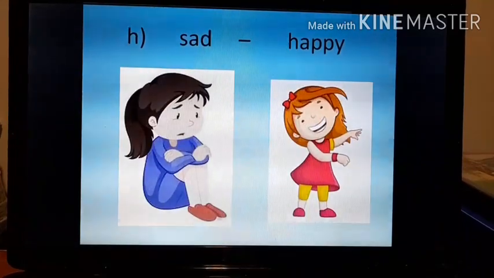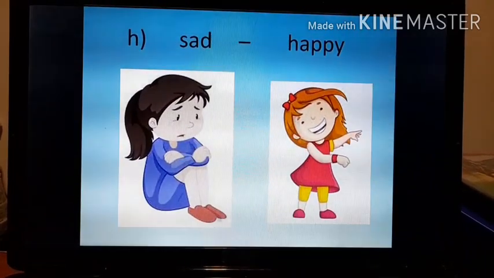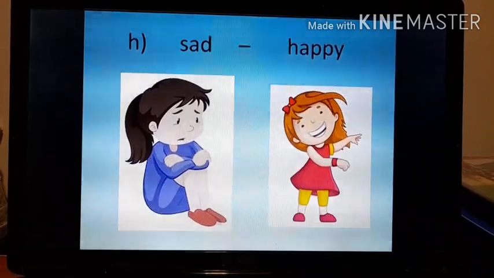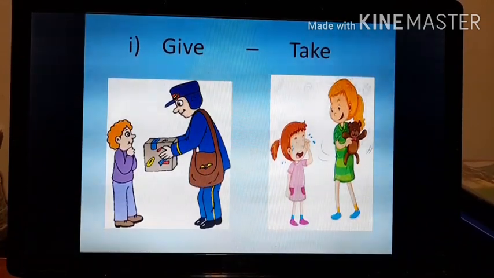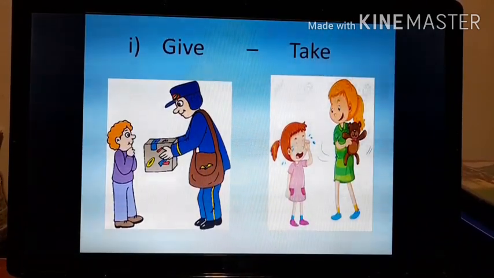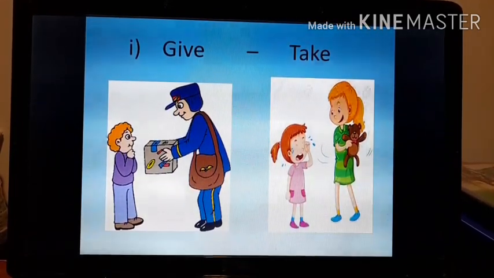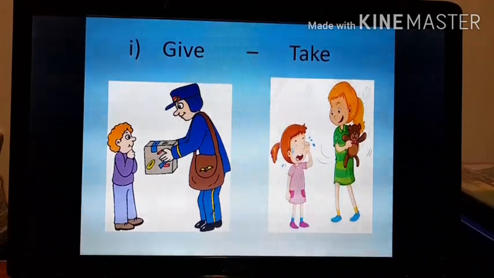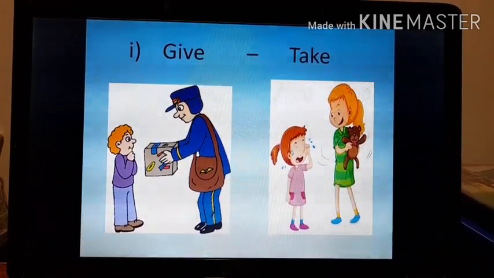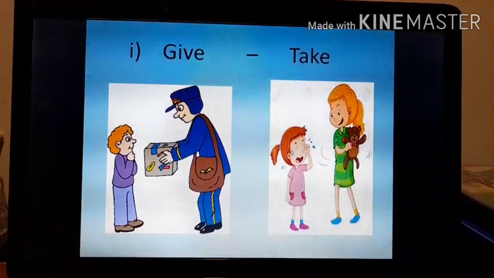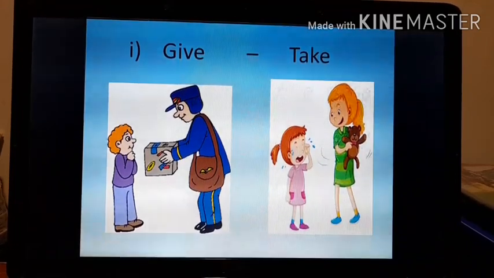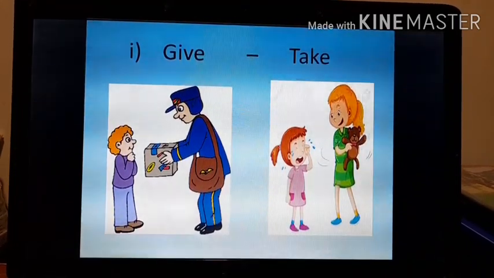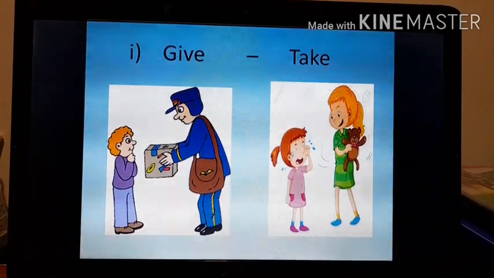The next word which we are going to discuss is sad and happy. You know this. Sad means udas, happy means खुश. And the next word is give and take. Give means dena, take means lena. You can see in the picture a postman is giving a parcel to a kid, right, in the first picture. So it shows the give, right? And take means ले लेना किसी से, right? So a girl in the green frock is taking the teddy bear of a little younger girl, right? So give and take. Take is the opposite of give.